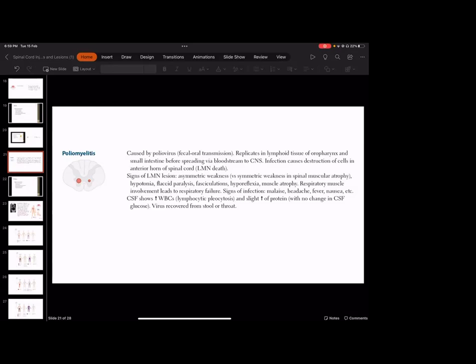Again, the other difference is going to be the CSF. So, WBCs, slight protein, and all this. Why? Because again, you have an infection. So WBCs will be high, protein will also be changing. All this is just to help you diagnose someone who has polio.